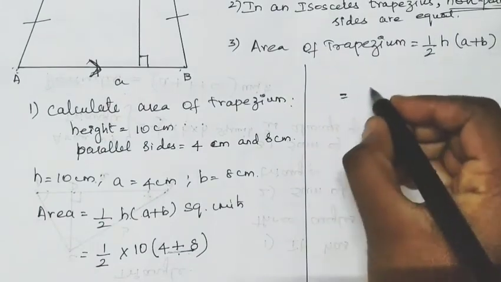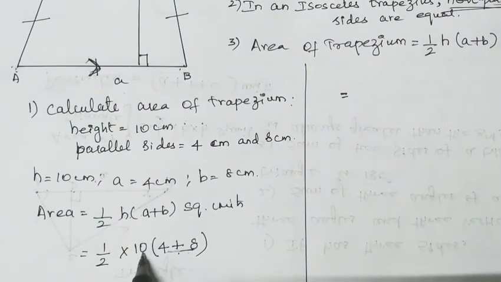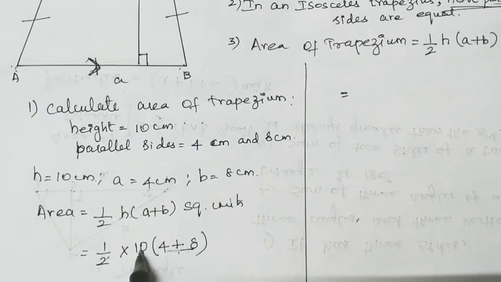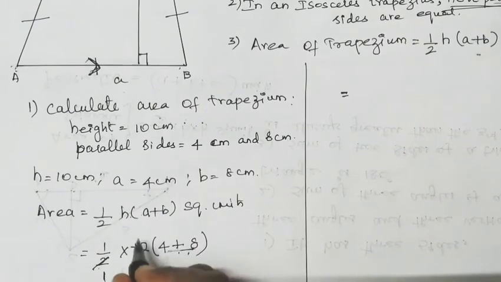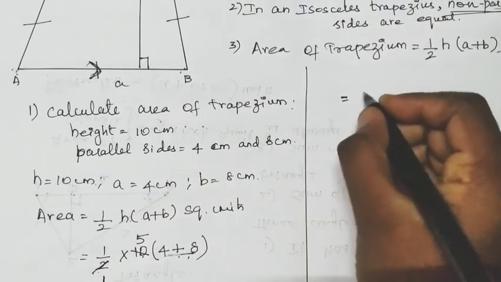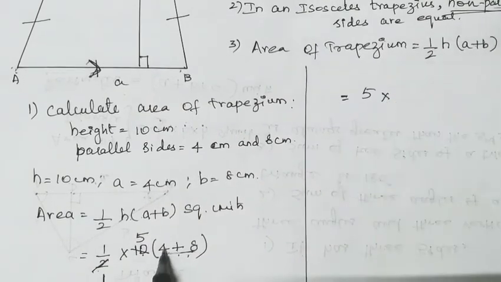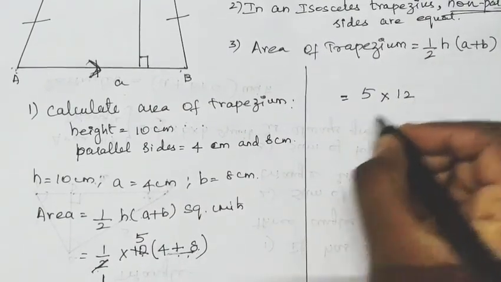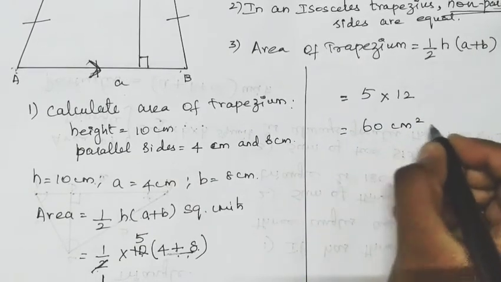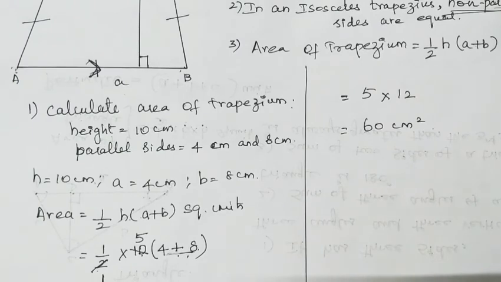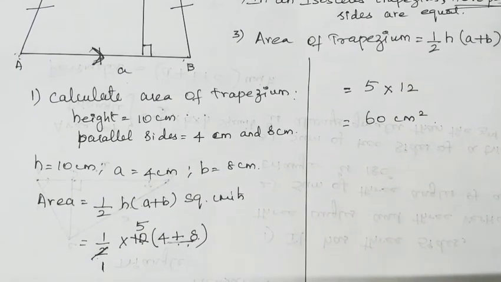So which is equals to, but you can cancel 10, right? 2 ones are 2, 2 fives are 10. Otherwise simplify and at last also you can cancel. So here I am cancelling. 2 ones are 2, 2 fives are 10. So you'll get 5 into 4 plus 8 is 12. 5 12s are 60. So it is 60 centimeter squared. Is it clear, children, how to calculate area of trapezium? Okay. Now let's see a rhombus.